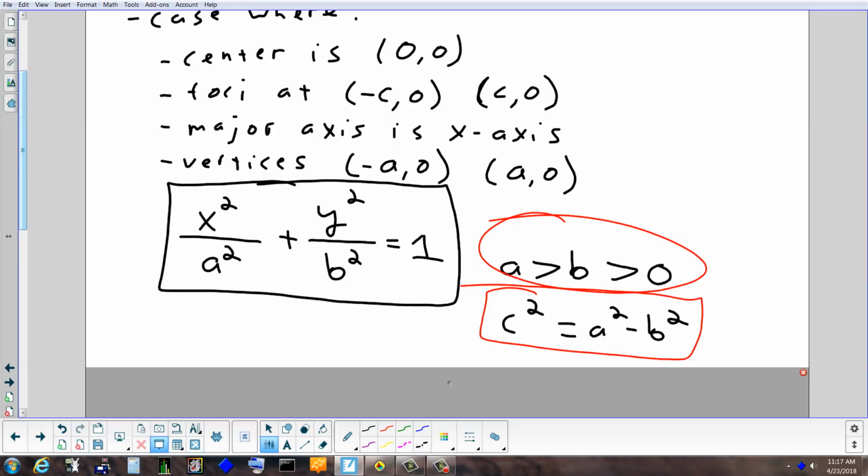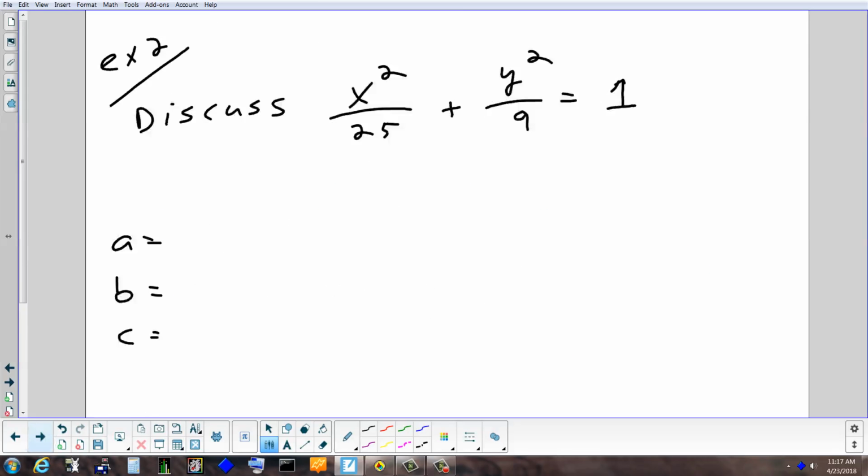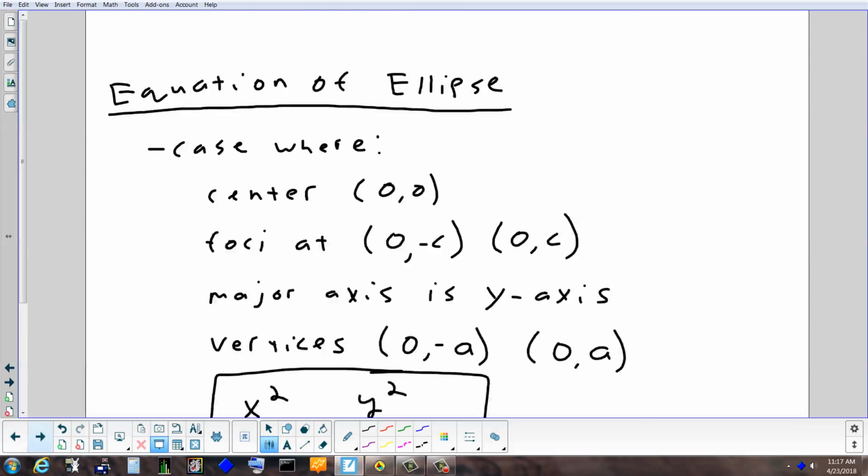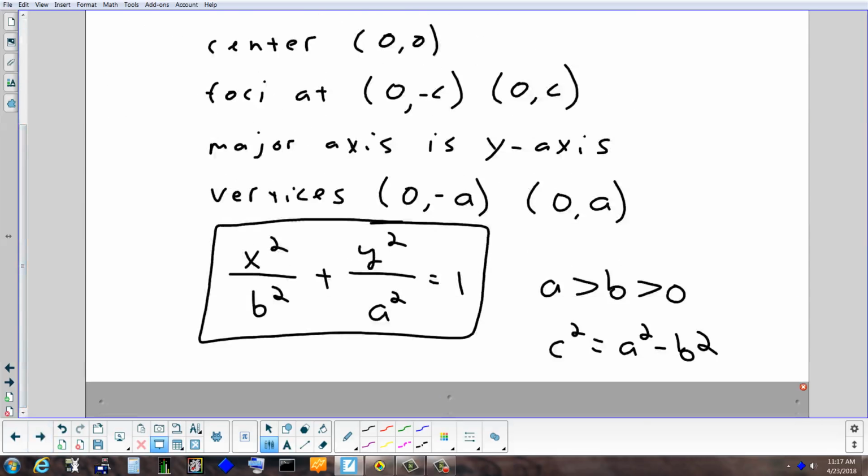Notice how this equation looks. You got that one. This is going to be the other one when we get to it. Did anyone see the difference between that one we just wrote down and this one? A and B. That's all that happens. You swap A and B, you change your ellipse from horizontal to vertical. It's the only difference. Everything else is pretty much the same.